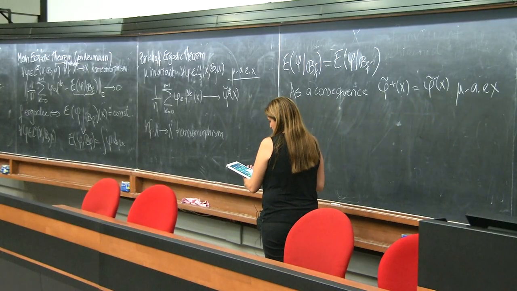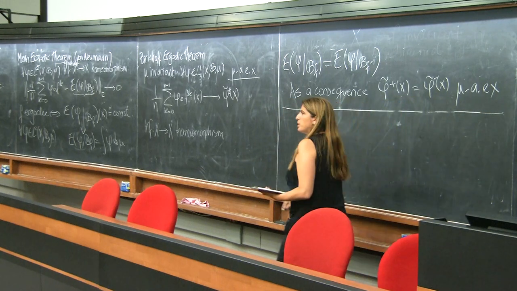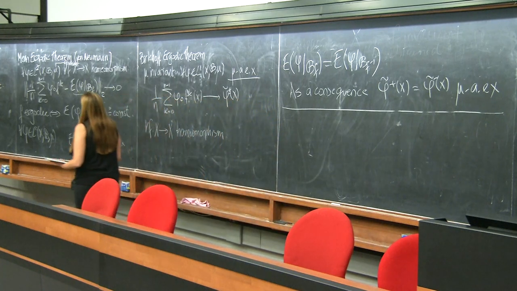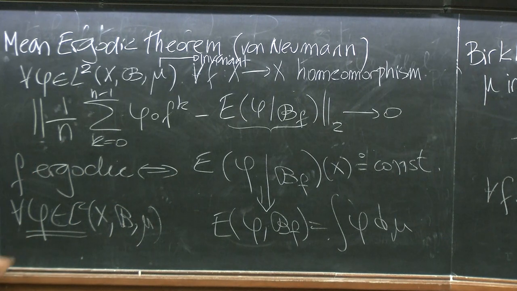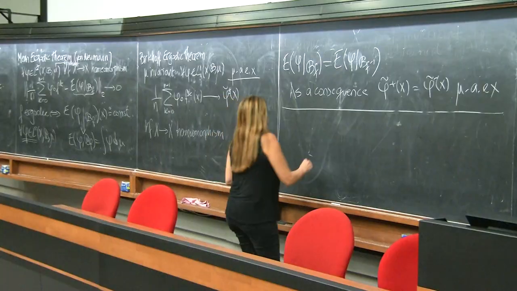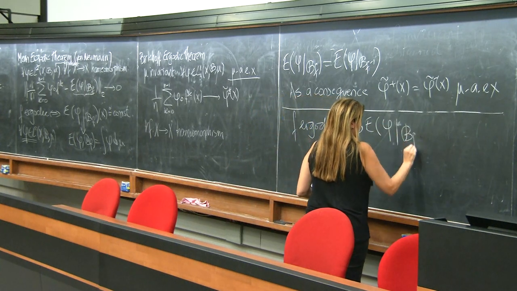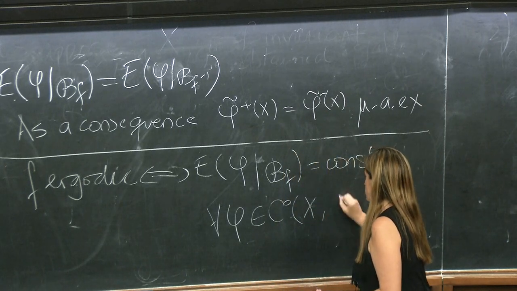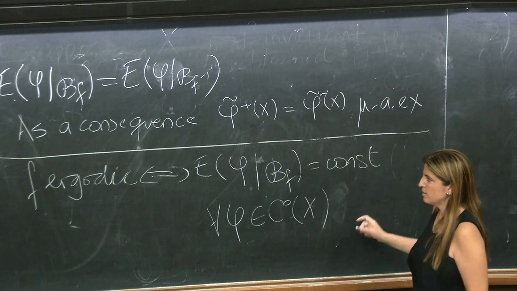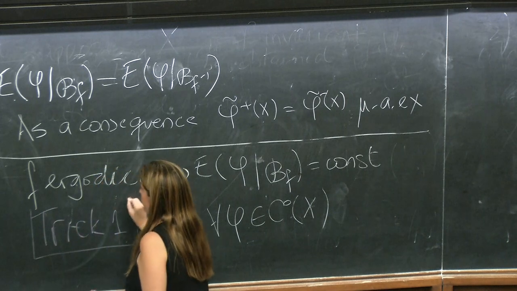So we will use a couple of tricks in this proof of today. One trick was given as an exercise: in order to check that F is ergodic, we have to check that this limit is constant for all phi in L2. But in fact, it is enough to prove it for all phi continuous. Okay, this is trick one. This is a very general trick.